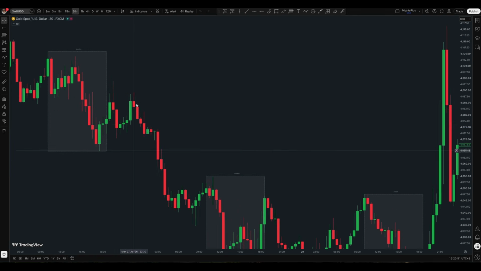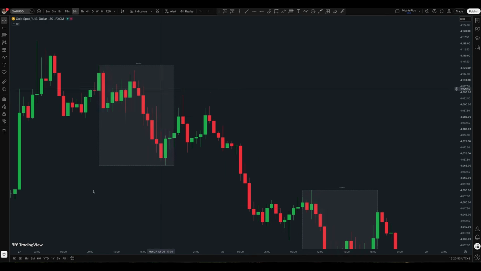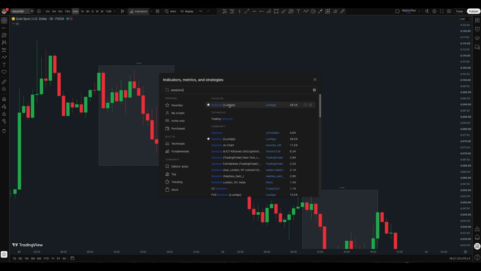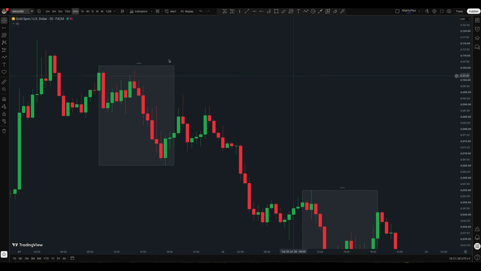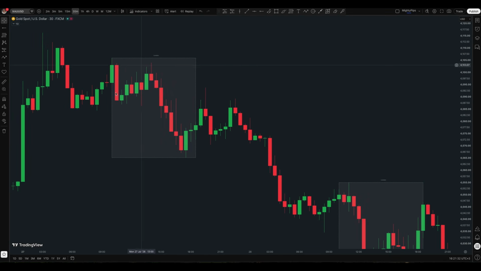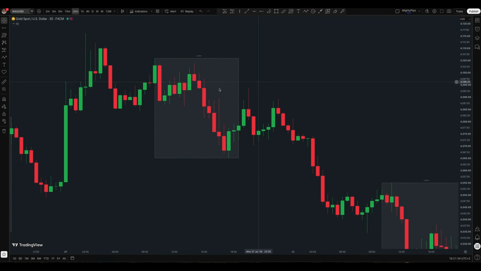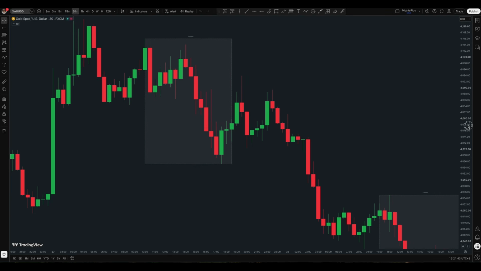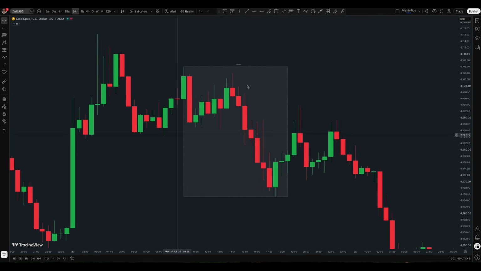Now, what you want to do is put this indicator on your chart. This indicator is just Sessions by Lux Algo. Go to your indicators, search for Sessions by Lux Algo, put it on your chart, and then you will be able to see this indicator showing right here. Now this is the London session. So you want to look for a CRT formation during the London session on a 30-minute chart. Make sure you are on a 30-minute chart, then look for CRT formations during the London session.